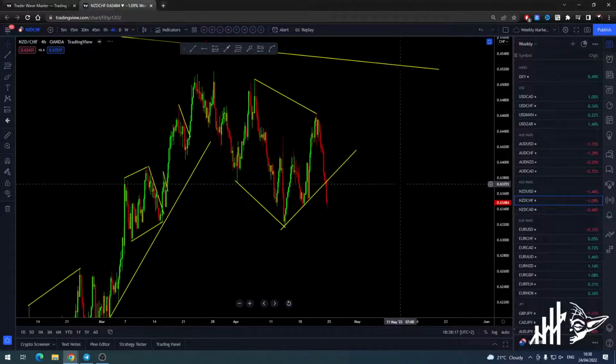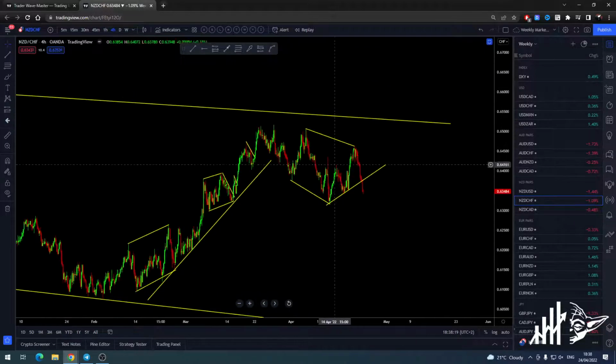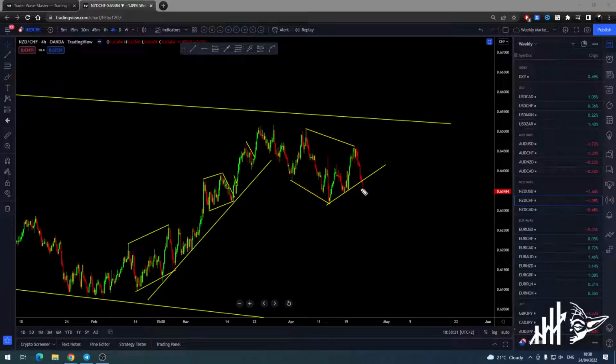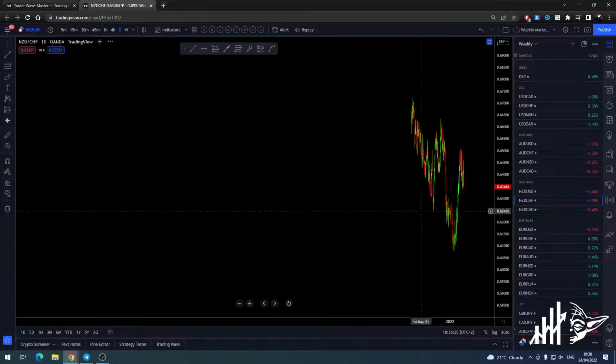New Zealand Chief, same behavior, same stuff. That's the running flat, and if this corrects, take a sell. It will go down as well. That's a daily structure, of course.